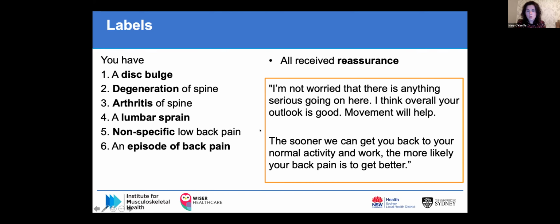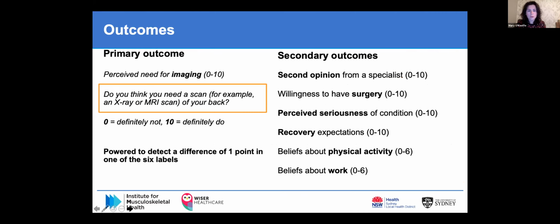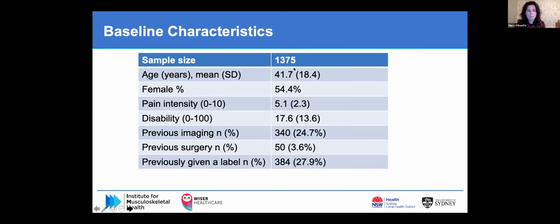I spoke through the outcomes already. We looked at imaging, second opinion, surgery and recovery, and a few other things on a 10-point or a 6-point scale for people with back pain. From a baseline characteristic perspective, we had 1,375 people in the trial. On average, people were 41 years of age, mainly female, and they had pain that was 5 out of 10, and their disability was low.